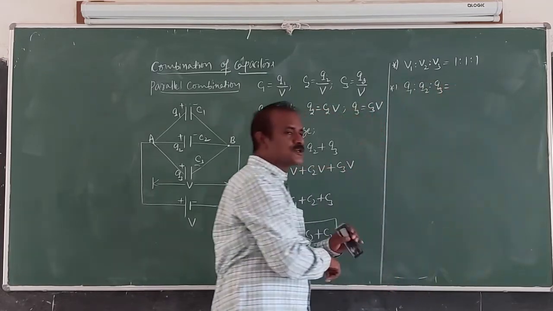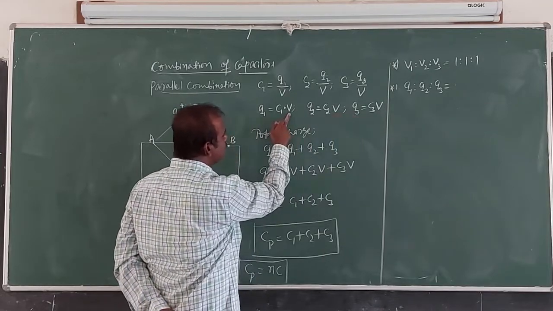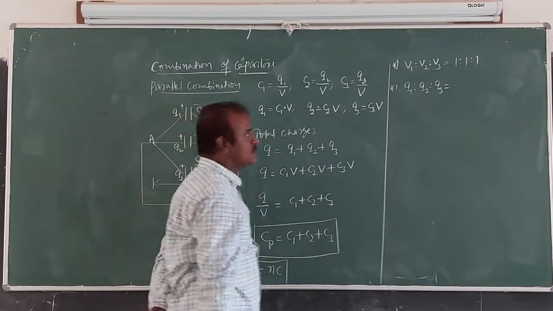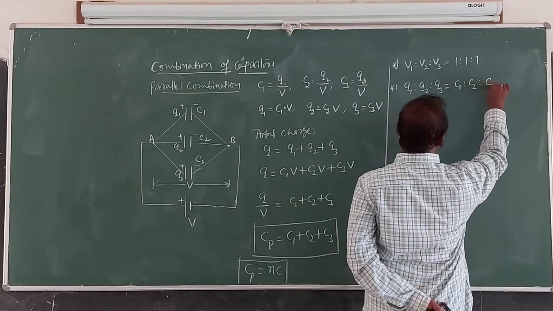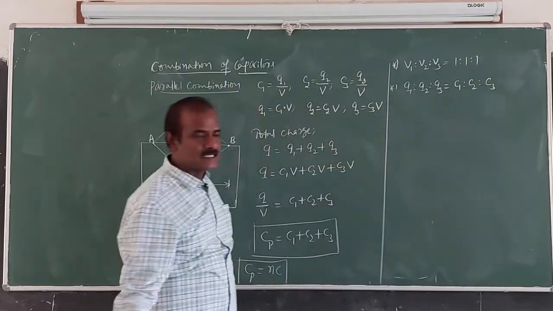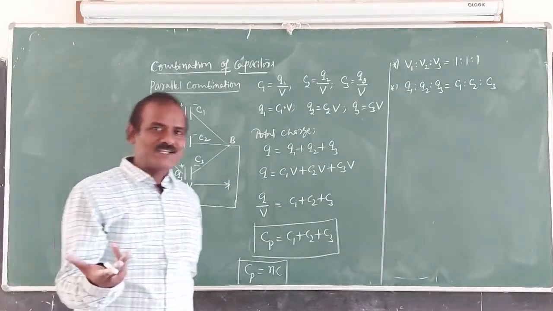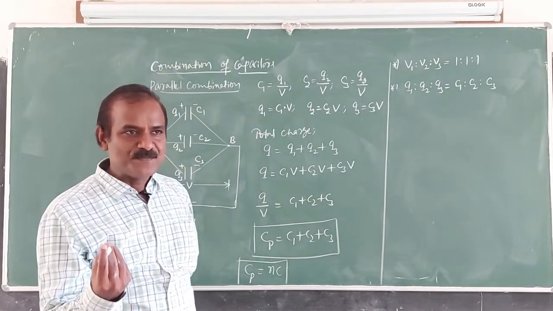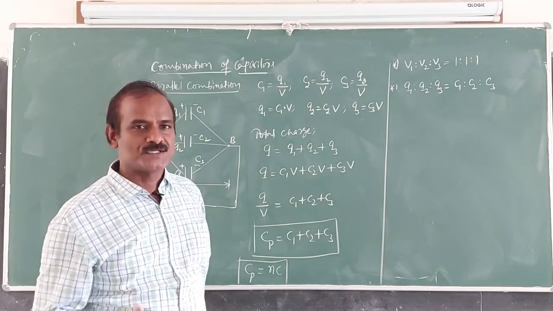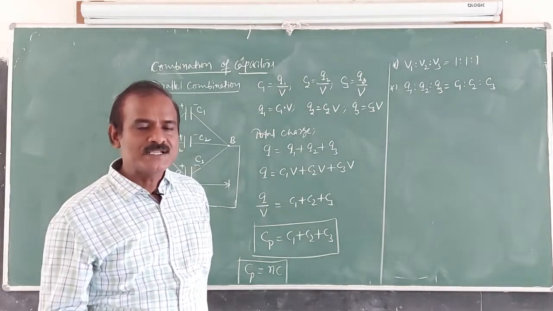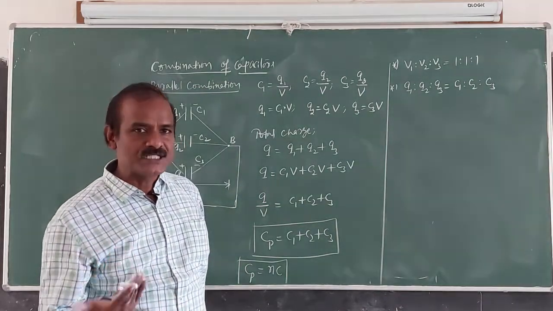Next, charge ratio. What would be the charge ratio? Look at this formula, Q1:Q2:Q3. What is same? V same. Therefore, what differs? C1, C2, C3. Therefore, it is C1:C2:C3. It means charge division according to their capacitances. It is very common and very simple idea that larger capacitance will get more charge, smaller capacitance will get less charge. Charge distribution is according to the capacitance distribution.